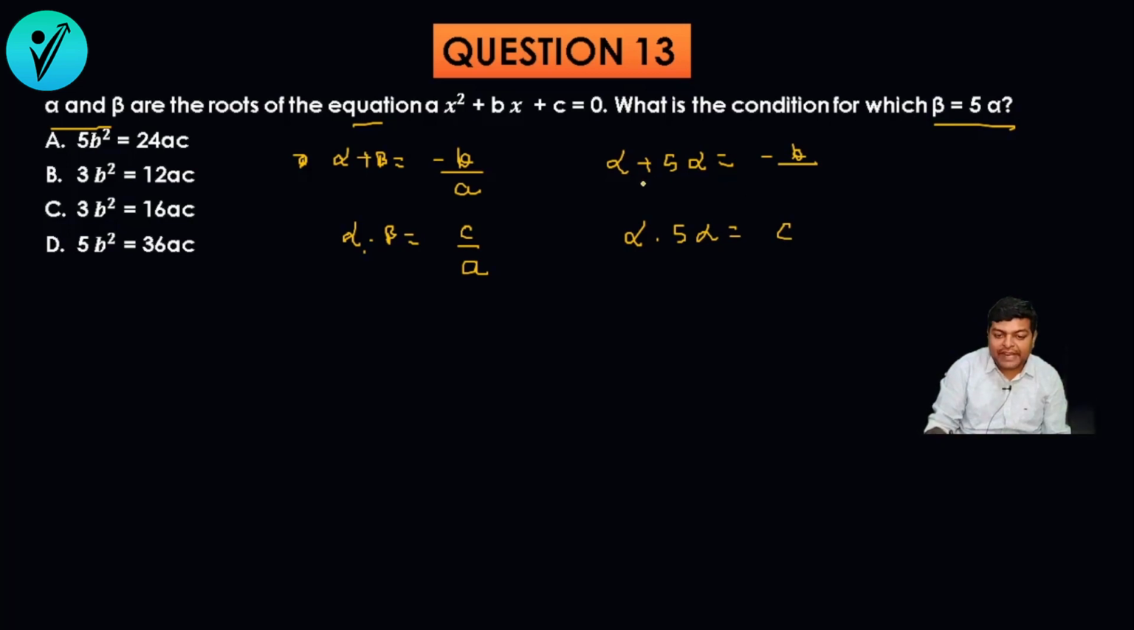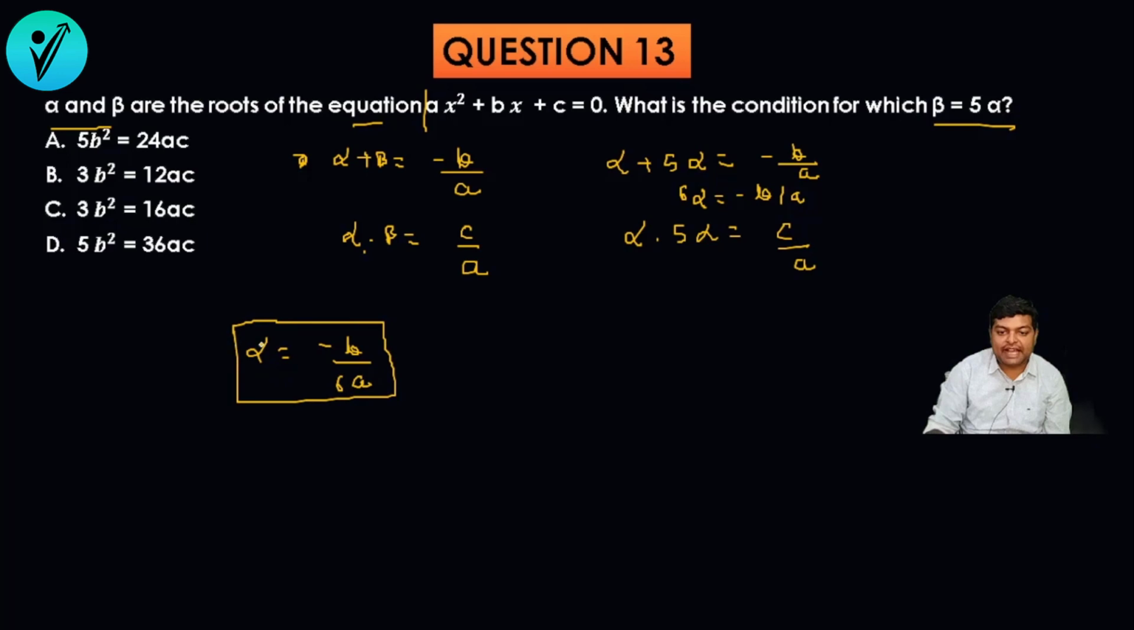If you simplify it further, alpha plus 5 alpha means the value of 6 alpha is minus b. Oh, sorry, this is not x square, this is a x square. The value of a is a, so it will be upon a, so here it will be b upon a. 6 alpha is equals to minus b upon a. So from this we can say that alpha is nothing but minus b by 6a.